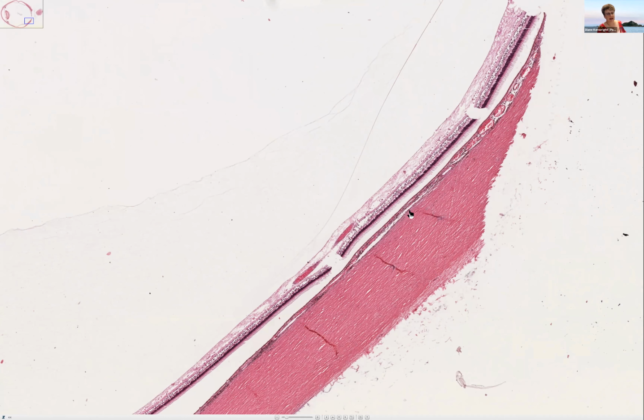I've just received a text. That was me going ping in the background there. So no inflammatory cells in this one.